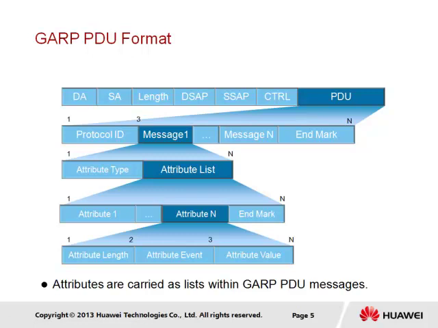Each attribute within the attribute list is made up of 3 fields containing the attribute length, which can be anywhere from 2 to 255 bytes, an attribute event, which is represented in the form of join and leave messages, and an attribute value, which, where GVRP is concerned, relates to the VLAN ID. The endmark field is the last field and indicates the end of a GARP PDU.